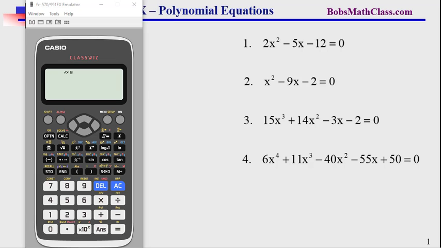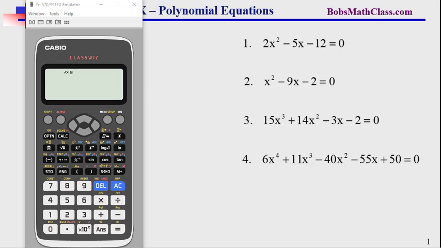Hello, this video is on polynomial equations. Here's our first problem. 2x squared minus 5x minus 12 equals 0. You could actually solve that problem using the quadratic formula, if you've already learned that.